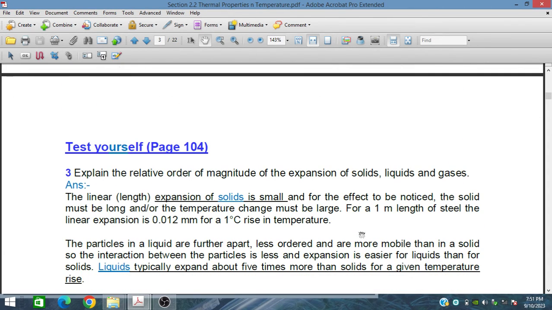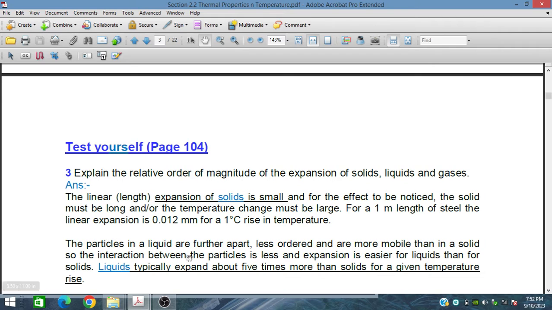Now the test yourself question from page 104. Explain the relative order of magnitude of expansion of solids, liquids and gases. The linear expansion of a solid is small, and for the effect to be noticed, the solid must be long or the temperature change must be large. With a large variation in temperature, this solid expansion or contraction will occur. For a 1 meter length of steel, the linear expansion is 0.012 millimeter for a 1 degree temperature rise.